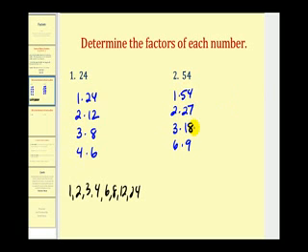So all of these would be factors of 54. And again, we'll list them in order from least to greatest. So we have 1, 2, 3, 6, 9, 18, 27, and 54. These are all the numbers that divide evenly into 54.